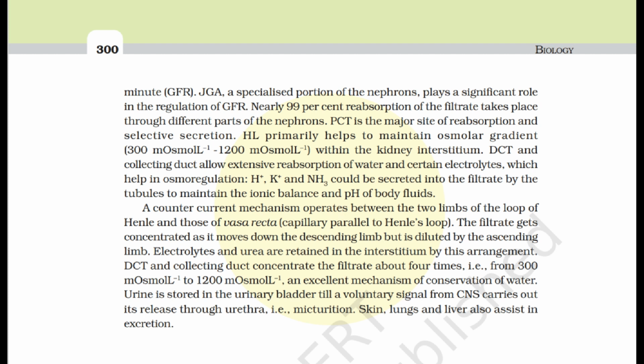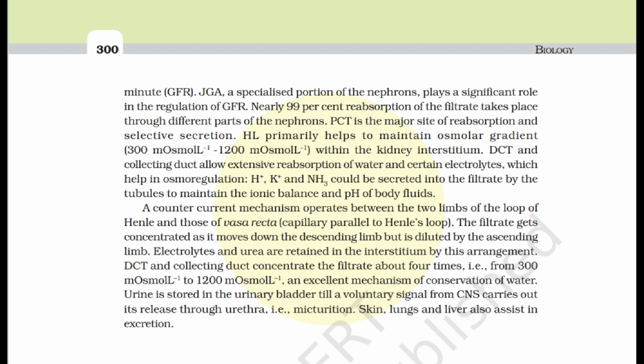A counter-current mechanism operates between the two limbs of the loop of Henle and those of vasa recta, capillary parallel to Henle's loop. The filtrate gets concentrated as it moves down the descending limb but is diluted by the ascending limb. Electrolytes and urea are retained in the interstitium by this arrangement. DCT and collecting duct concentrate the filtrate about 4 times, that is, from 300 mosmol per liter to 1200 mosmol per liter, an excellent mechanism of conservation of water.